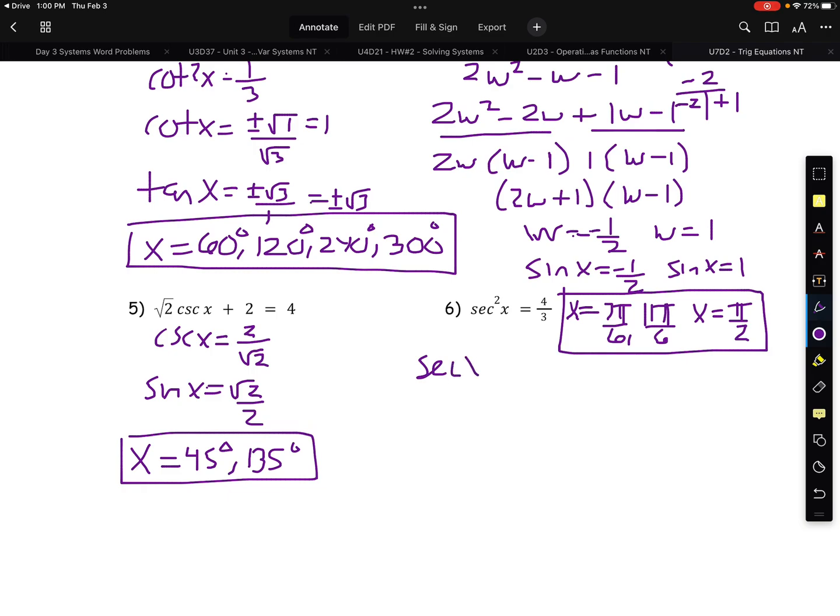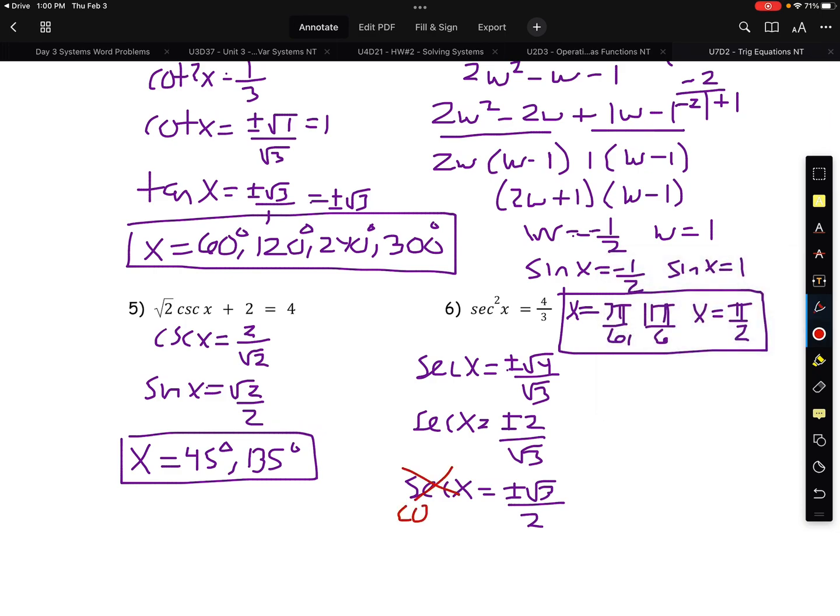Alright, so secant x equals positive negative rad 4 over rad 3. Secant x equals positive negative 2 over rad 3. Secant x equals positive negative rad 3 over 2. Oh, my bad, not secant. I flipped it. Forgot to write, this should be cos of x. Alright, so cos of x, positive negative rad 3 over 2.